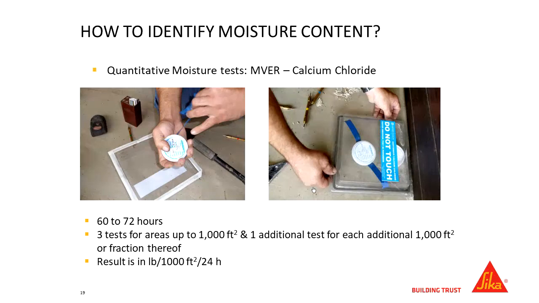But the rule of thumb is 3 tests for the first 1,000 square feet, 1 additional test for every 1,000 feet after that. And you get your results in pounds per 1,000 square feet. So you'll get 3 pounds per 1,000, you'll get 7 pounds, 9, 12. The application is fairly simple. You have a disc there filled with calcium chloride. You weigh it before the test, you weigh it after the test, and a whole series of equations will give you your final number that then you can compare with the finished goods that you're putting down.